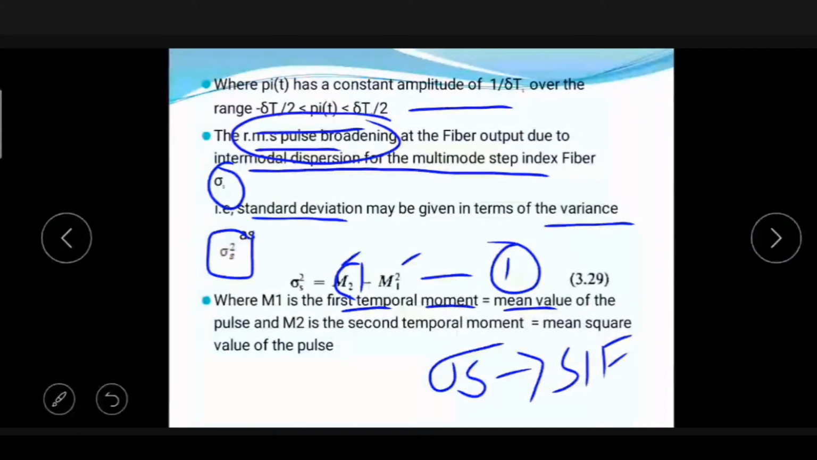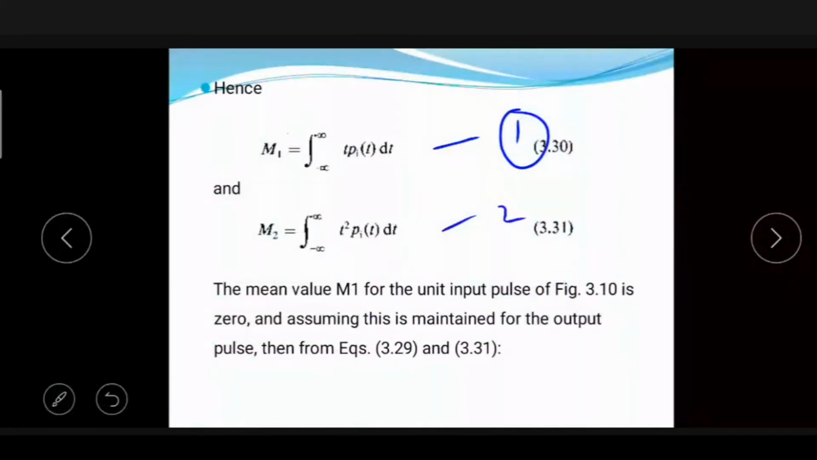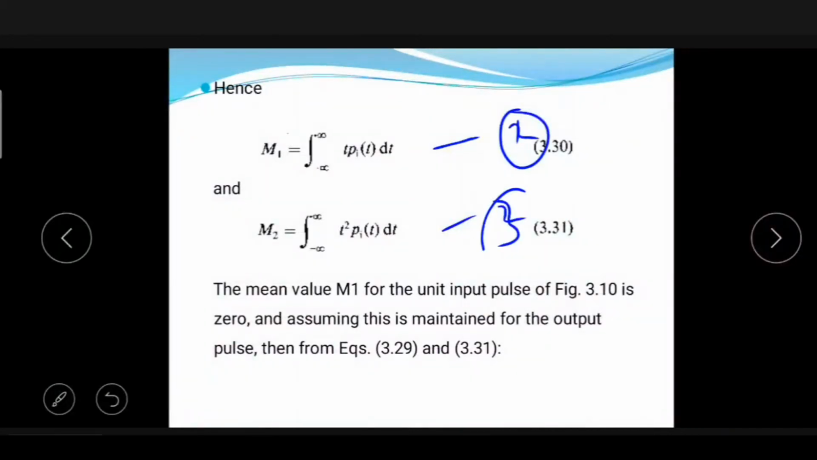Okay, it is nothing but the mean value of a pulse, which is also termed the first temporal moment. And m2 is the second, sorry, what I told is m1, so this is the mean value, and this is the mean square value of the pulse. These are the two expressions to be considered for mean value and mean square value.